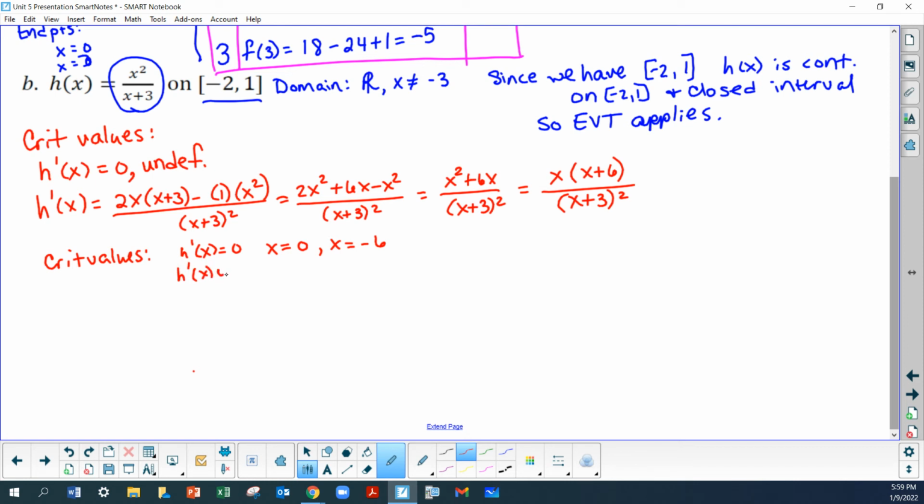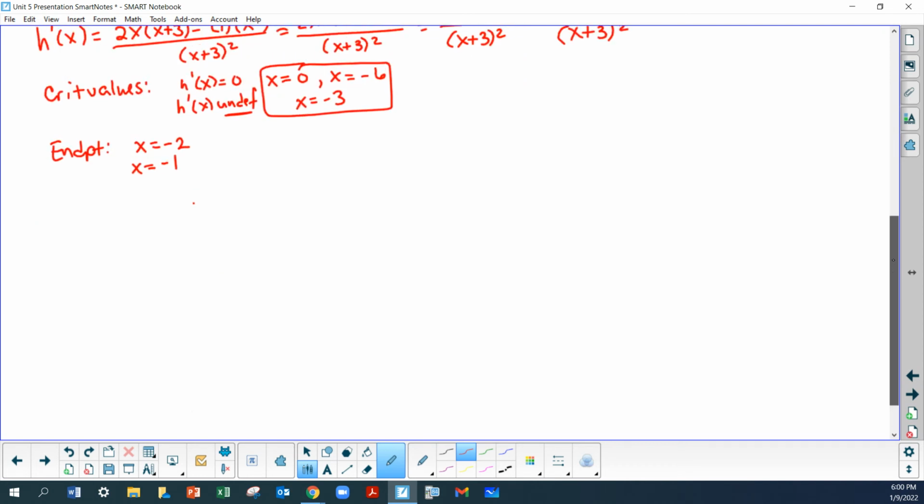And h prime of x undefined, don't write equals because it's not really an equal scenario, but it does occur when x equals negative 3. See, if we say it's equal, then we're saying it's equal to a number, and undefined isn't necessarily a number, it's an idea, right? So we just leave it open and just say h prime is undefined. All right, these are our 3. We also had endpoints because we were on a closed interval, right? And our closed interval tells us to take a look at x equals negative 2 as well as x equals 1. This will be a little bit larger candidates table.